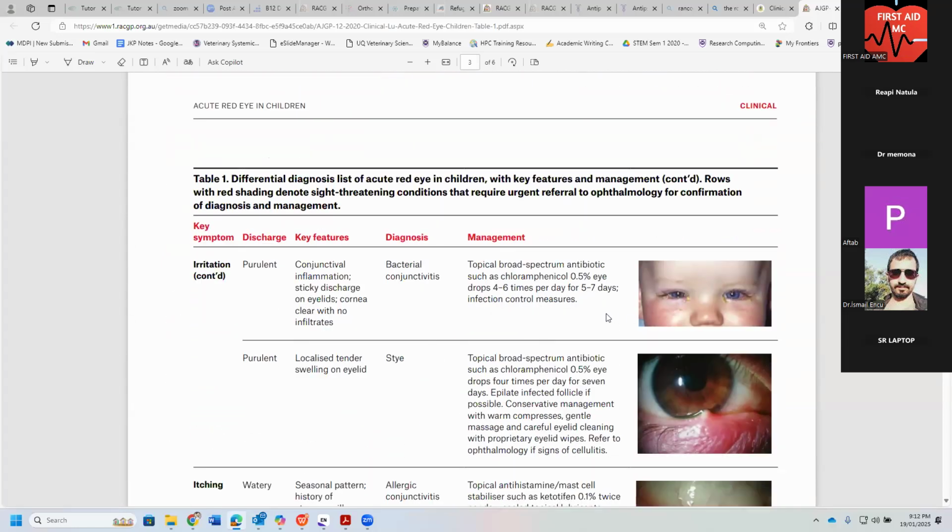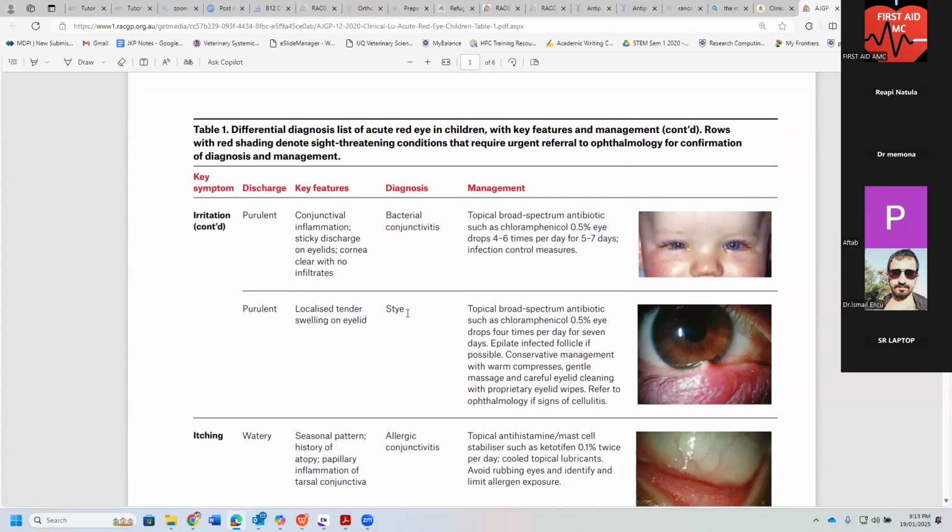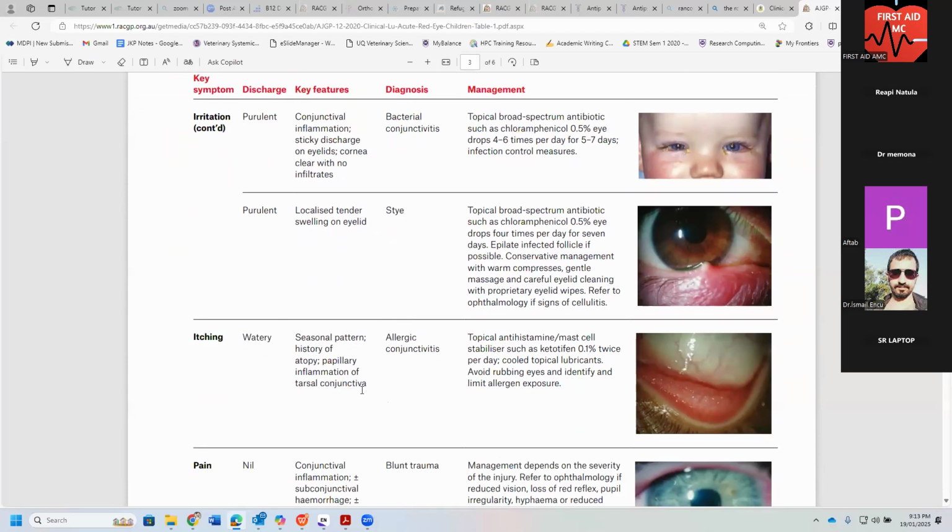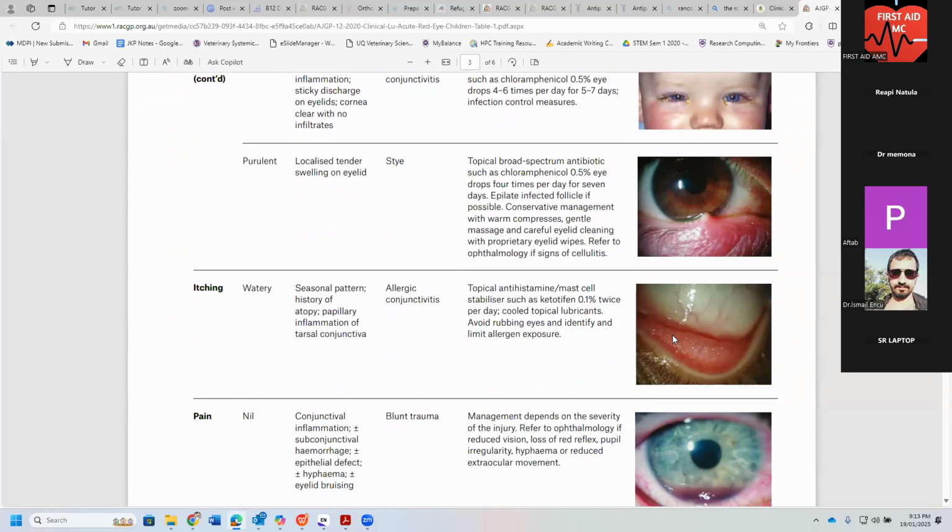Bacterial conjunctivitis: conjunctival inflammation, sticky discharge, cornea clear with no infiltrate, so no problems with the vision. This is dye. Itching allergic conjunctivitis will be having conjunctivitis with lacrimation. Yes, it can cause photophobia.